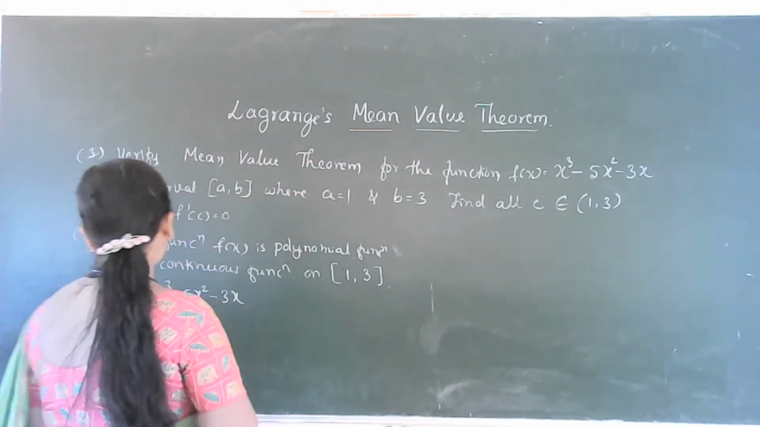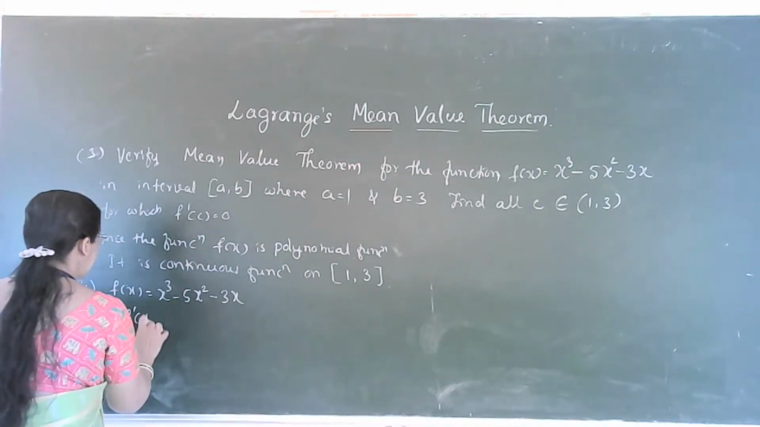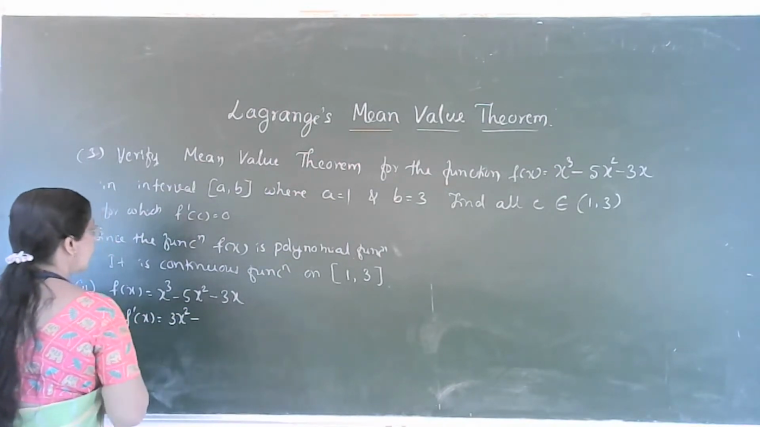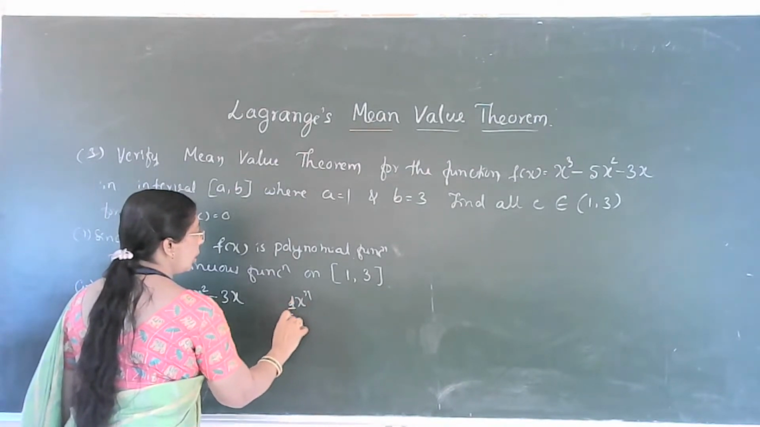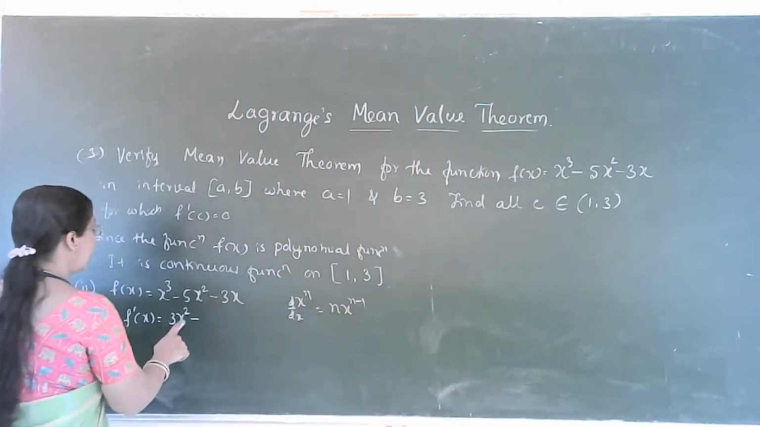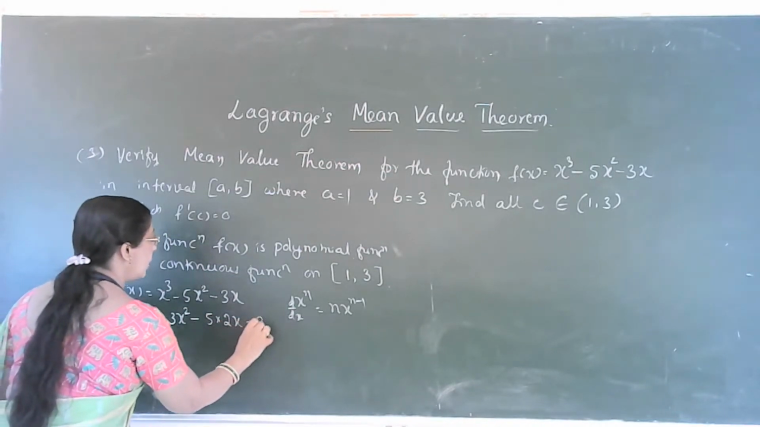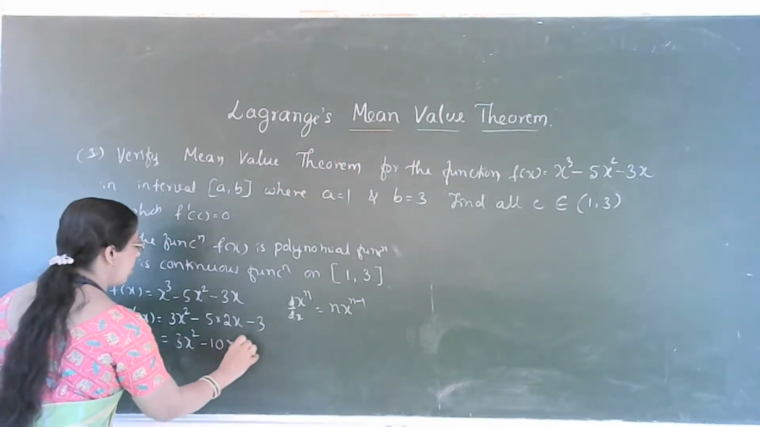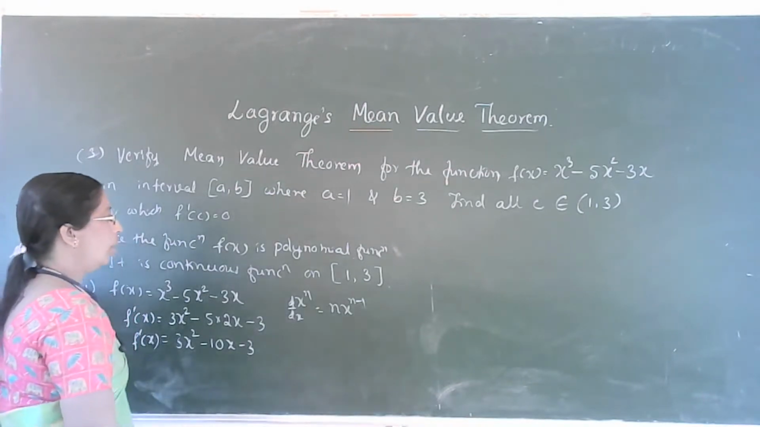We find the differentiation with respect to x. Therefore, f dash x is equal to 3x square minus 10x minus 3. The derivative of x to the power n is n into x to the power n minus 1. So 3 into x square, 5 into 2x, minus 3, which is 3x square minus 10x minus 3. That is f dash x.